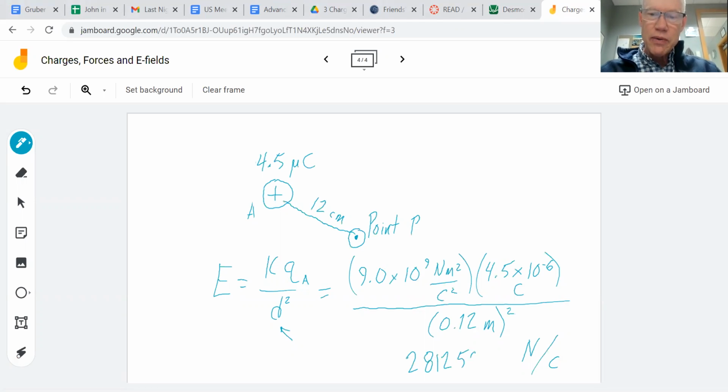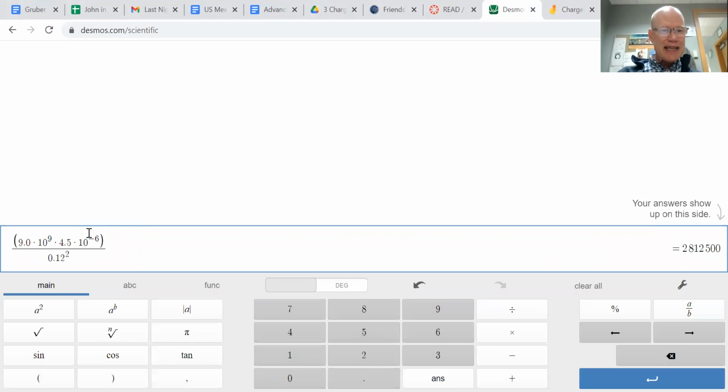So my answer here is 2,812,500 newtons per coulomb. Now, the reason it's so big is in part because a coulomb of charge is such a big amount of charge. So 9 times 10 to the 9th times 4.5 times 10 to the minus 6 is my kQ_A divided by the distance squared. And there's my field strength.